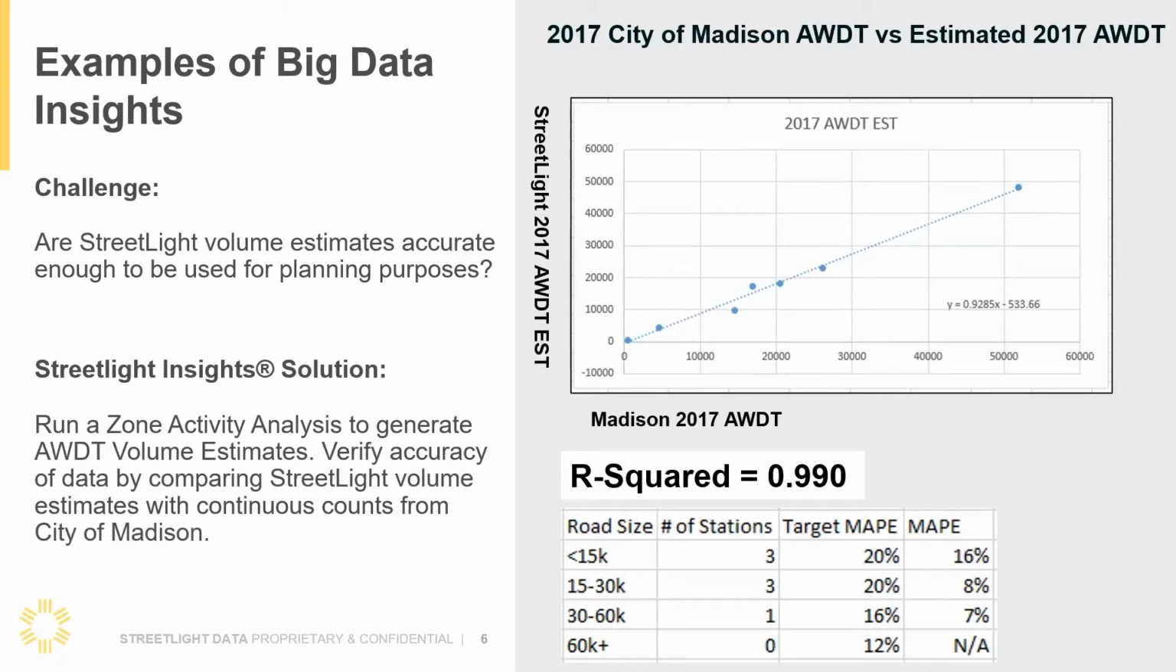Did the same kind of analysis with data from the city of Madison. So we took City of Madison average weekday traffic volumes from 2017 and compared them to StreetLight volumes from the same year. You got an even better R-squared value, 0.990. So that really exceeded our expectations. And again, the mean absolute percentage error numbers that you can see also fall within the ranges.